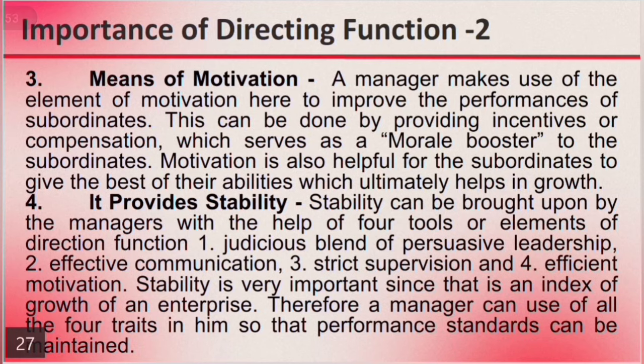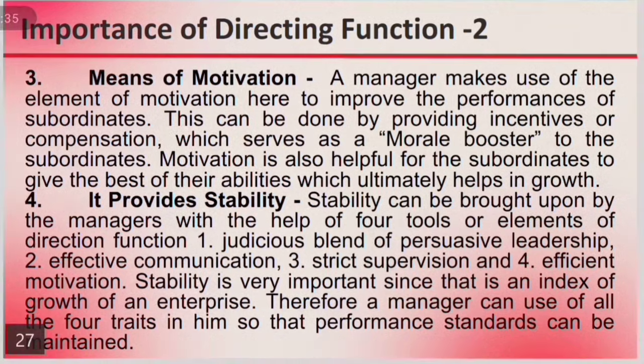Number 4. It provides stability. Stability can be brought about by the managers with the help of 4 tools or elements of the direction function. Number 1. Judicious blend of persuasive leadership. Number 2. Effective communication. Number 3. Strict supervision. And number 4. Efficient motivation. Stability is very important since that is an index of growth of an enterprise. Therefore, a manager can make use of all the 4 traits in him so that performance standards can be maintained.